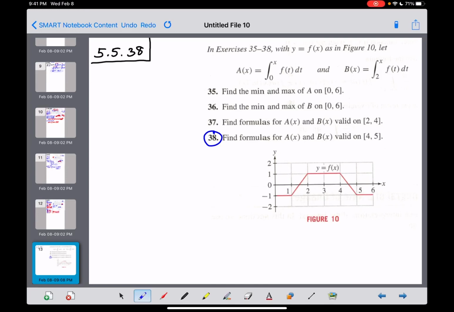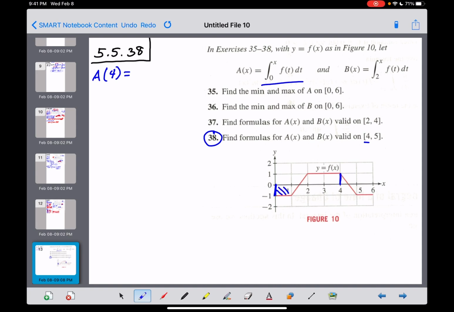All right, looking at 38 here, we need to come up with formulas for a of x and b of x valid on 4 to 5. So let's get started here. Just like we did on the last one, guys, I'm going to evaluate a at the first value of that interval, which is 4. So a of 4, everybody, would be an integral starting at 0 and ending at 4.